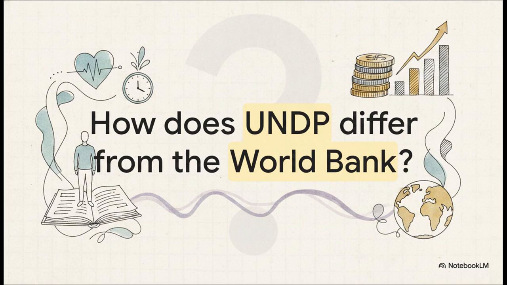Test your active recall right now. How does the UNDP's Human Development Index differ from the World Bank's Development Report? Got your answer? The key here is that while the World Bank is strictly focused on average income, the UNDP brings in those critical metrics of life expectancy and literacy rate to gauge actual, real human development.